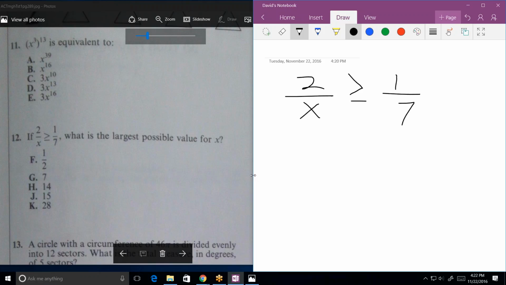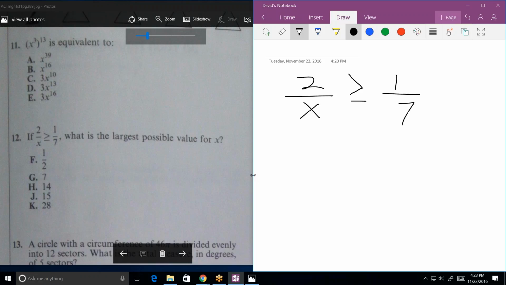What's the largest possible value for x? You already proved that 14 works. And I proved that 15 does not. So what's the answer? 1/2, right? Which is larger, 1/2 or 14? Oh, 14. That's what it's saying. What is the largest possible value for x?